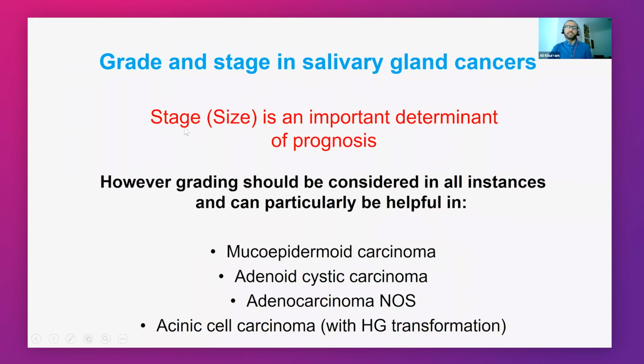So some people have suggested that maybe grading isn't that important, and there is evidence to suggest that the size of a salivary gland cancer is probably one of the most important predictors of how it's going to behave. And that is true in quite a few cancers, but we still consider grade in almost all salivary gland cancers, and in particular, mucoepidermoid carcinoma, adenoid cystic carcinoma, and of course, adenocarcinoma and acinic cell carcinoma.